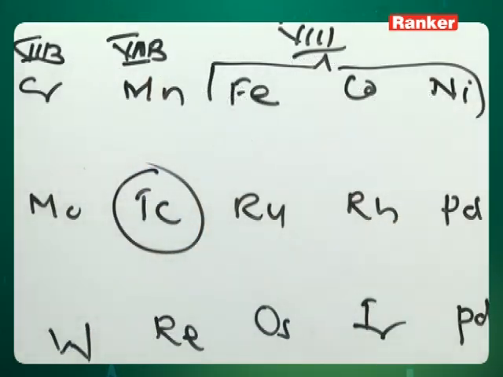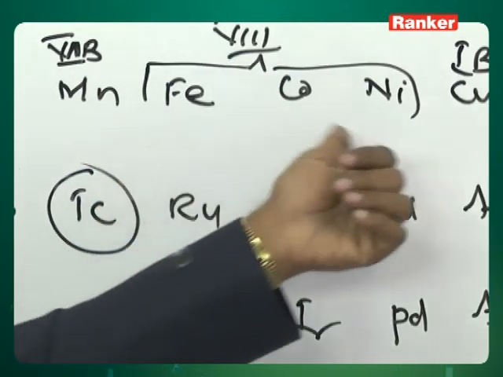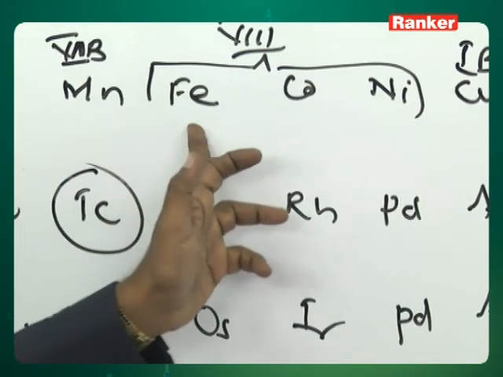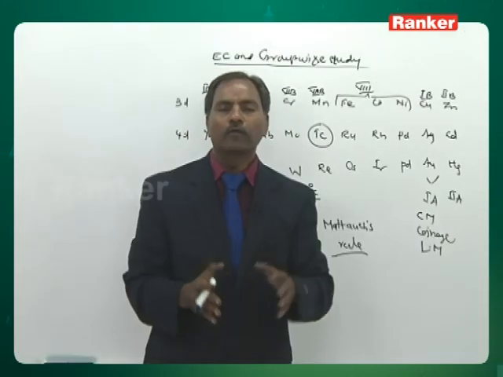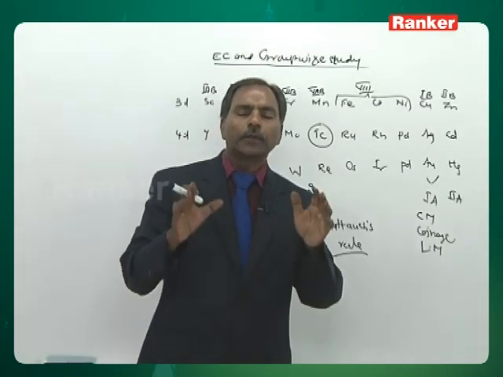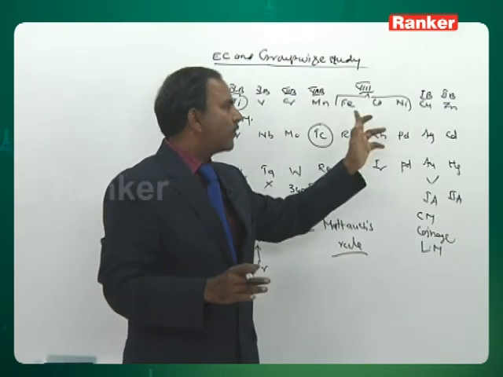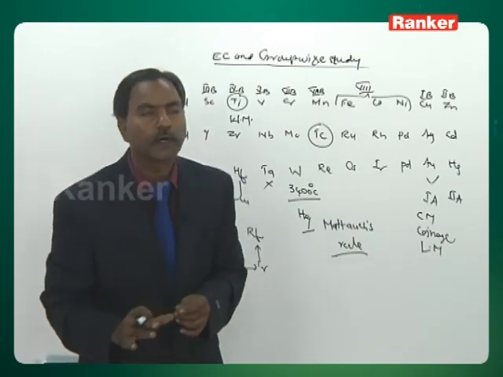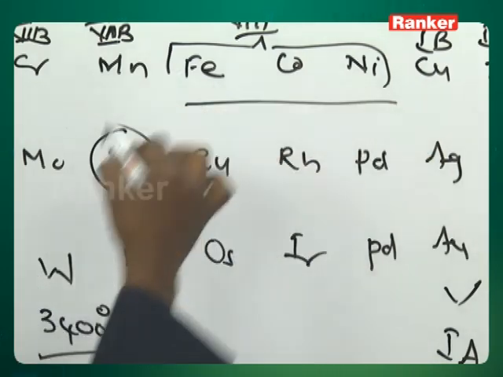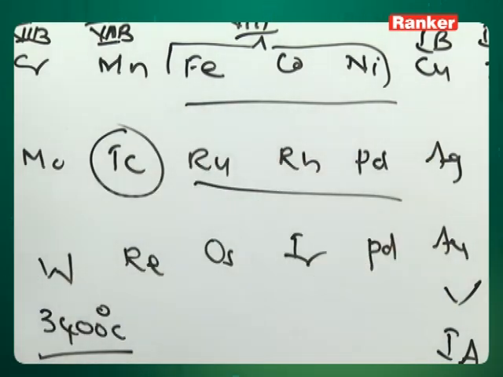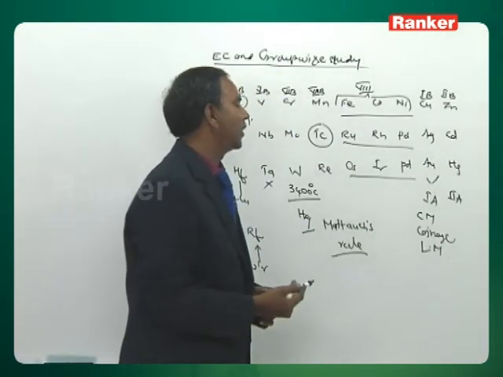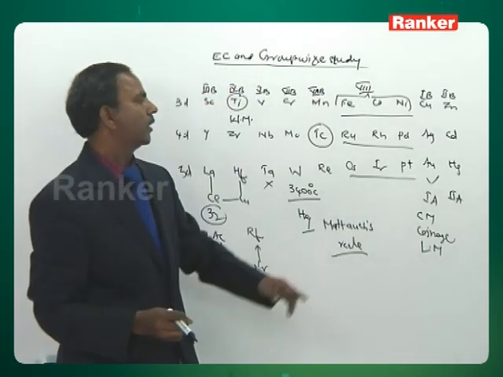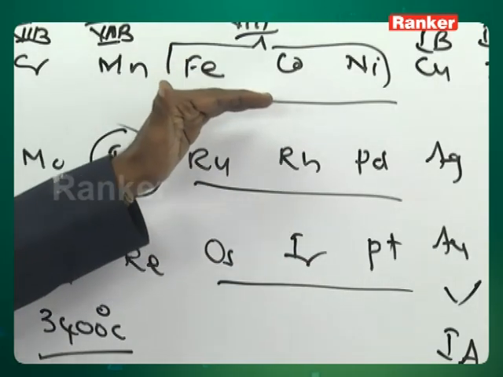Coming to the next, the 8th group. Iron, cobalt, nickel, the 3 vertical columns are kept under a single group. Why are they kept under a single group? These 3 groups of elements have much more horizontal similarity. Generally we never see horizontal similarity, but here iron, cobalt, nickel are similar, ruthenium, rhodium, palladium are similar, and osmium, iridium, platinum are similar.